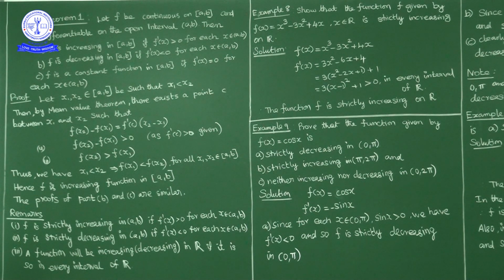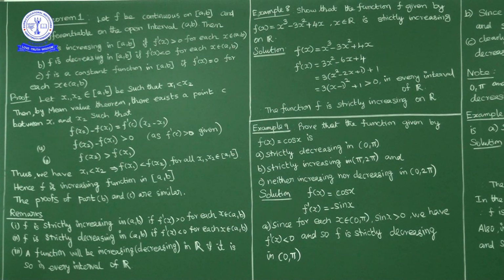Okay. Here f is continuous in closed interval [a, b], differentiable in an open interval (a, b), then f is an increasing function if f dash of x is positive for every x belongs to open interval (a, b). Okay. How we proved? Let x1, x2 belongs to (a, b) such that x1 is less than x2. Then by mean value theorem, there exists a point c between x1 and x2 such that f dash of c is equal to f of x2 minus f of x1 upon x2 minus x1.